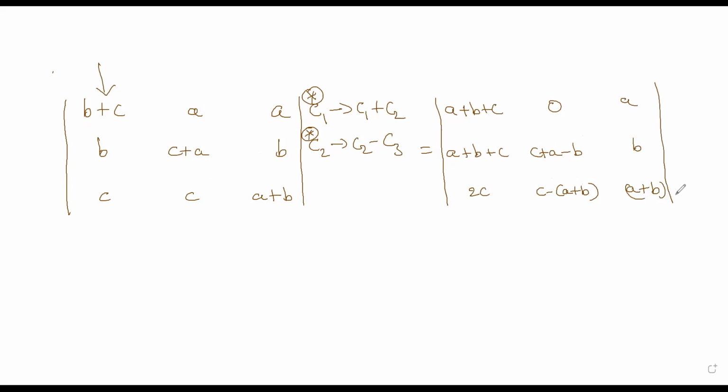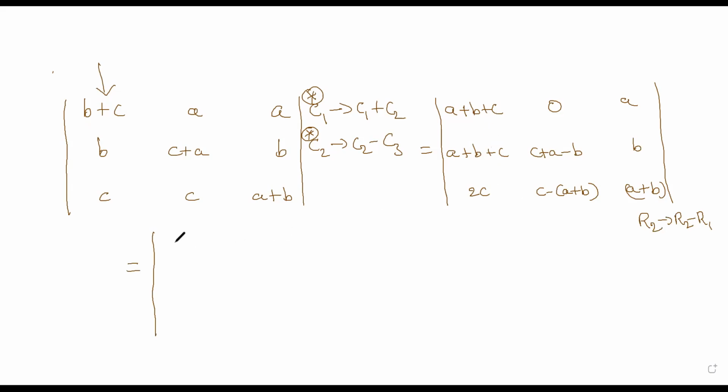Now you see row 2 and row 1. A plus B plus C is the same element here. These two are the same. So I can do R2 equals R2 minus R1, and I get another 0.